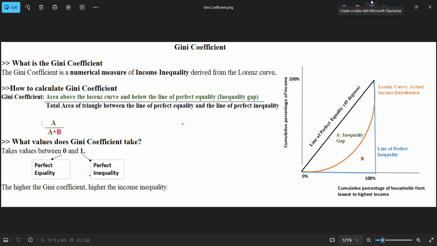And here we want to look at two extremes. One is the case of perfect equality, where everyone gets an equal share of the income. When we plot a line of perfect equality, it's a 45-degree line passing through the points (0, 0) and (1, 1).